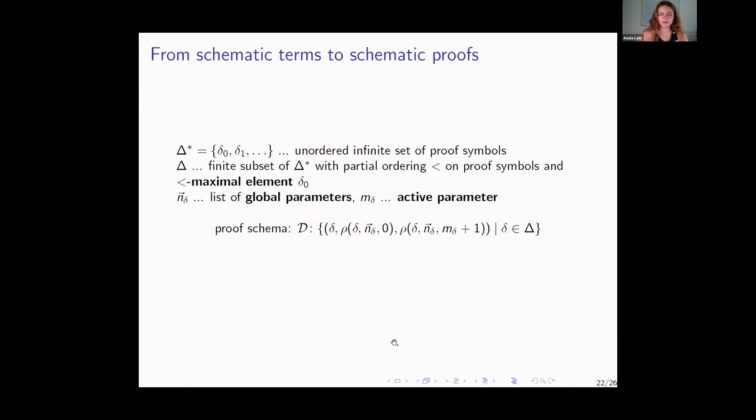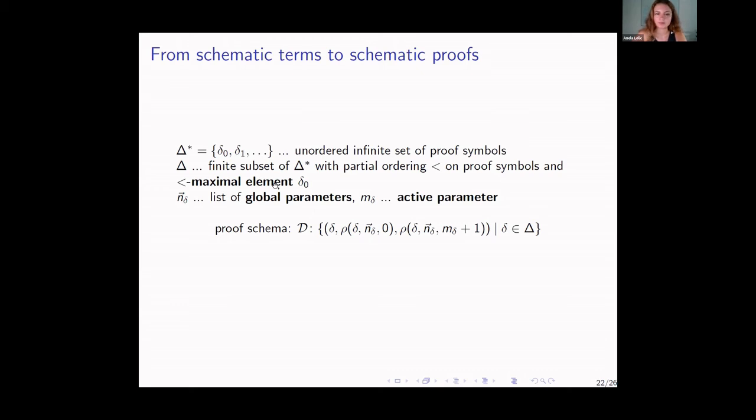Okay, and now we can define schematic proofs. And the idea here is essentially the same. We have primitive recursion. We have here an unordered infinite set of proof symbols, delta star, and proof symbols are just used to denote proofs, to give names to the proofs. And for a proof schema, we always consider only a finite subset of this infinite set of proof symbols. And we have a partial ordering of these proof symbols such that there's always a maximum element, delta 0, which is the one we start with. Essentially also when we start evaluating a proof schema, we need to know where to start. And this is the maximal element.